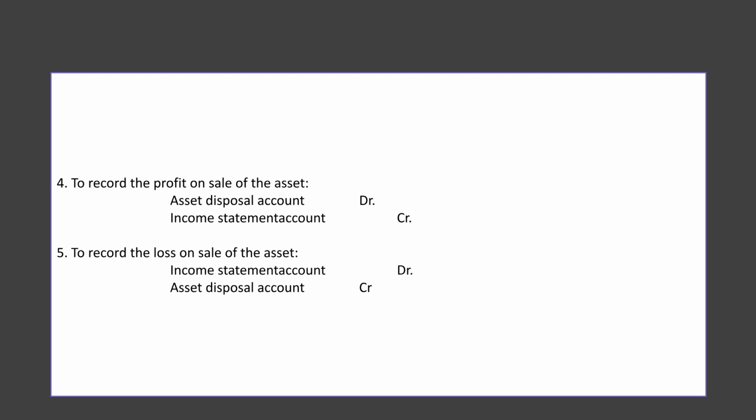The fourth entry records the profit on the sale of the asset, crediting the income statement account. The fifth entry records any loss on the sale, debiting the income statement account.